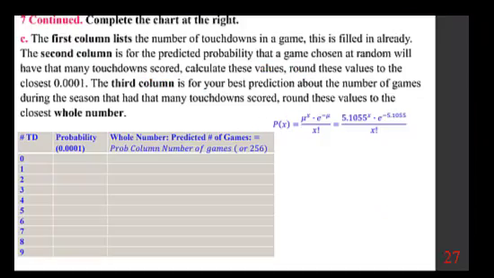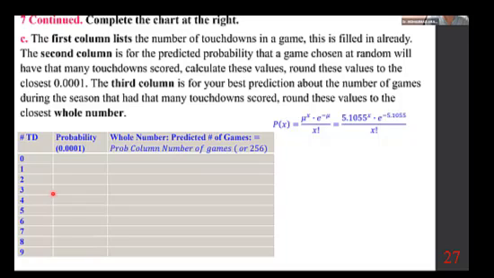The first column lists the number of touchdowns in a game. This is filled in already. The second column is for the predicted probability that a game chosen at random will have that many touchdowns scored. Calculate these values, round these values to the closest 0.0001. The third column is for your best prediction about the number of games during the season that had that many touchdowns scored. Round these values to the closest whole number.